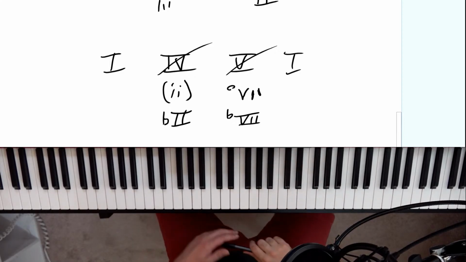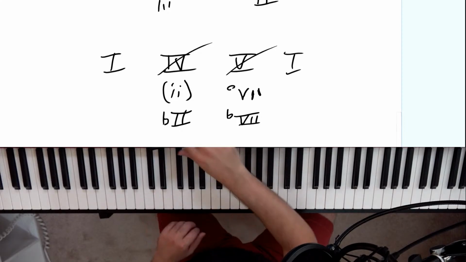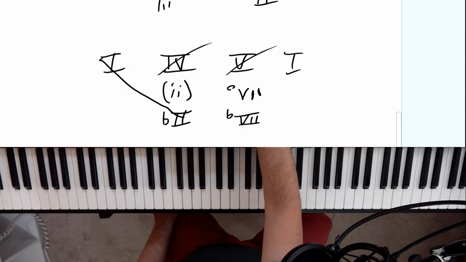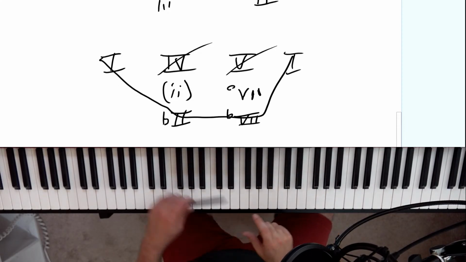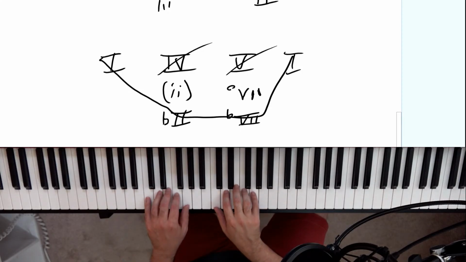Some of these chords are still a little bit weird to me going outside of the key. So anyway, this is our pattern. We're going to take this path. We're going to go here, here, here, here. Okay, ready?